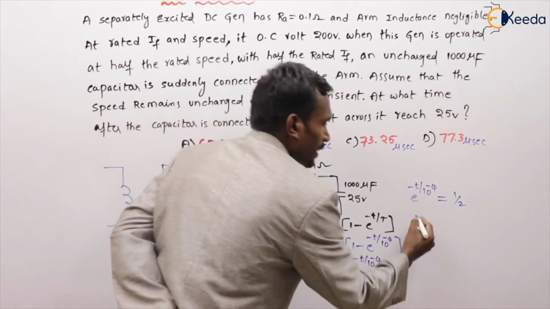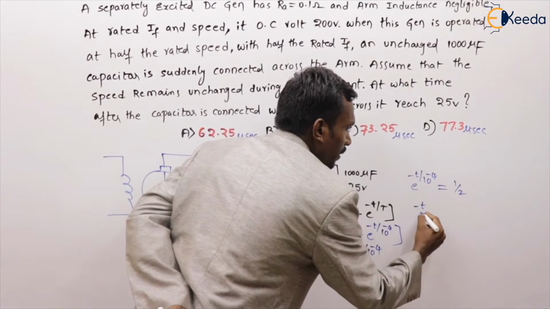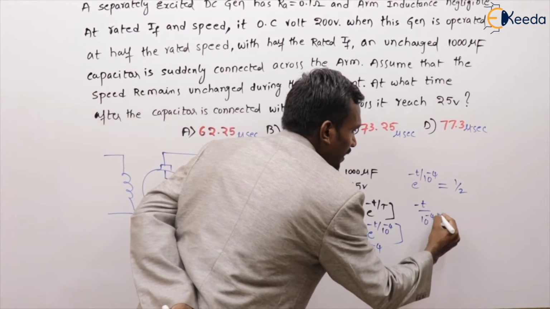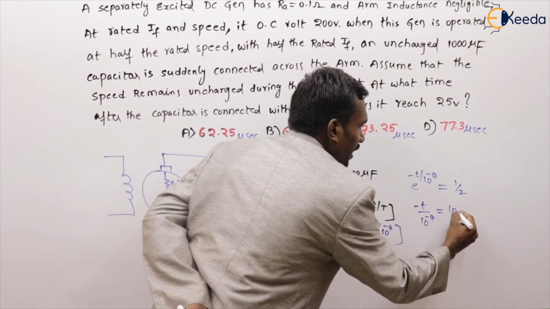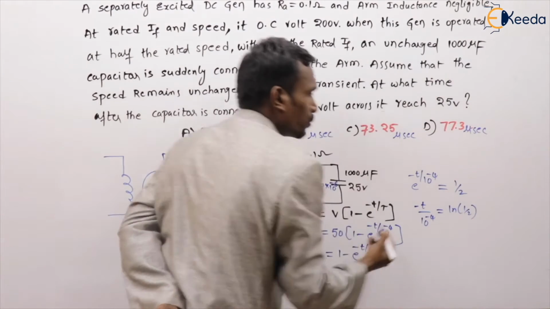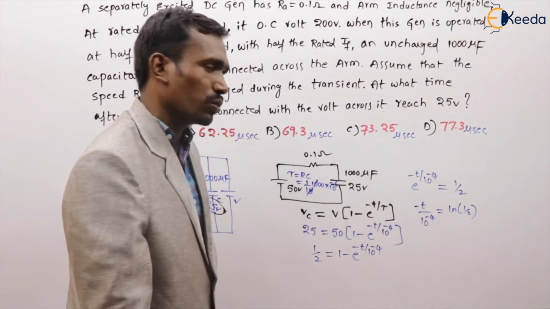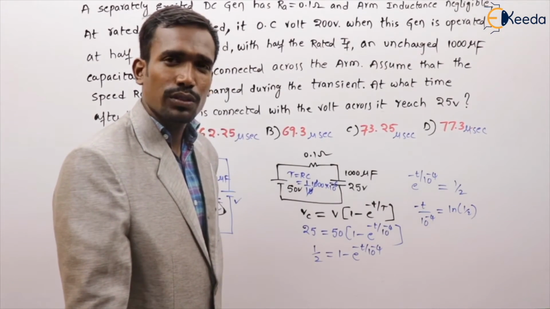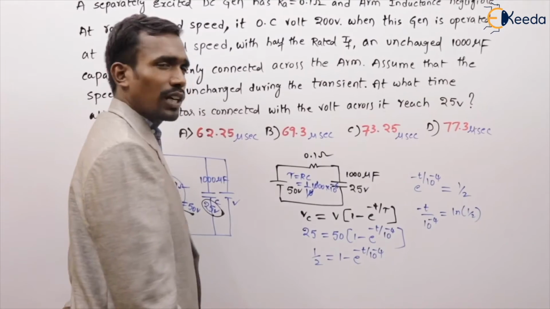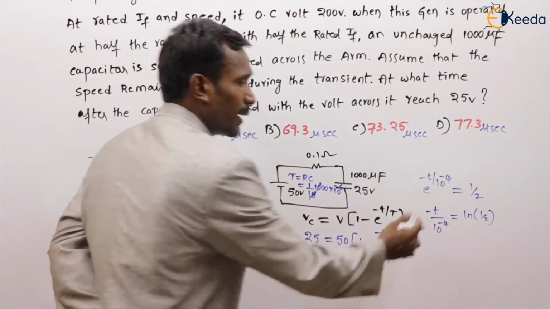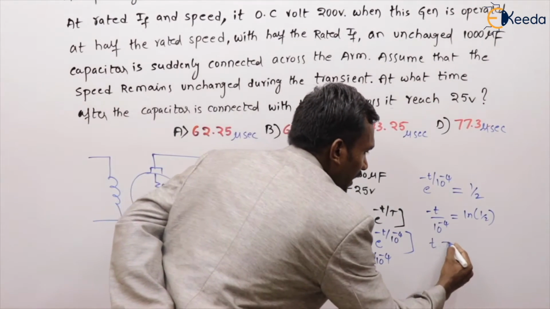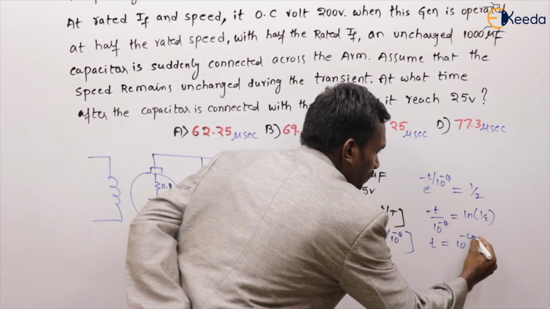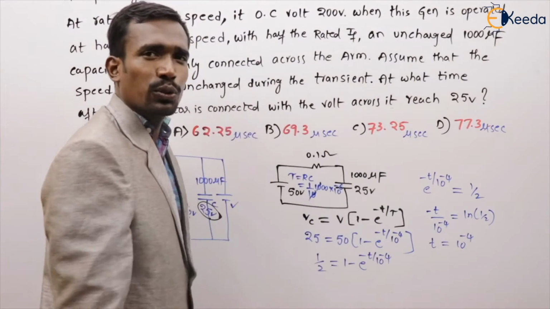Now tell me, what is the value? Minus t by 10 to the power of minus 4 is equal to ln of 1 by 2. Yes or no? Ln of 1 by 2. Now tell me, what is t? T is equal to 10 to the power of minus 4 into ln of 2.